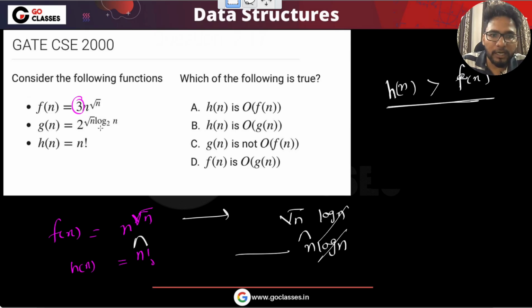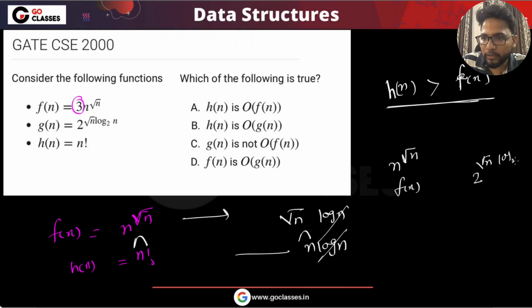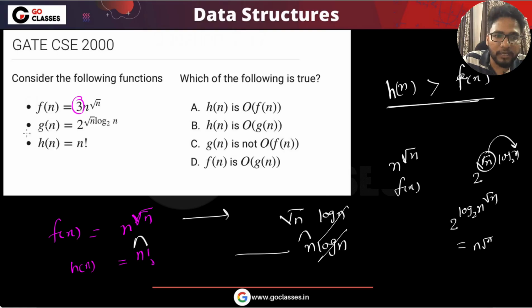And what about this gn? Let me compare gn with fn only. This is n power root n, and this is fn, and this is 2 power root n log 2n. So I think you can take this root n out, then it will be 2 power log 2 n, power root n. So in fact this is just n power root n. So gn is as good as saying n power root n only. Gn and fn are actually the same, which means you can say hn is the greatest one.